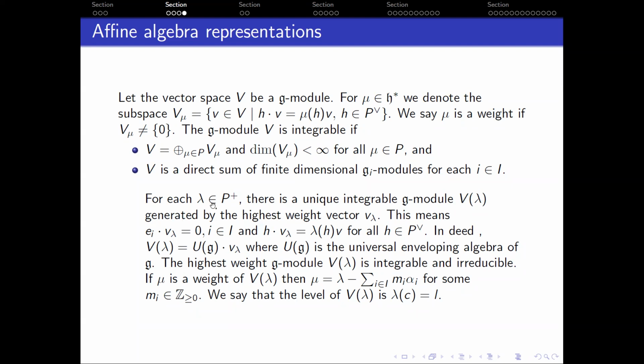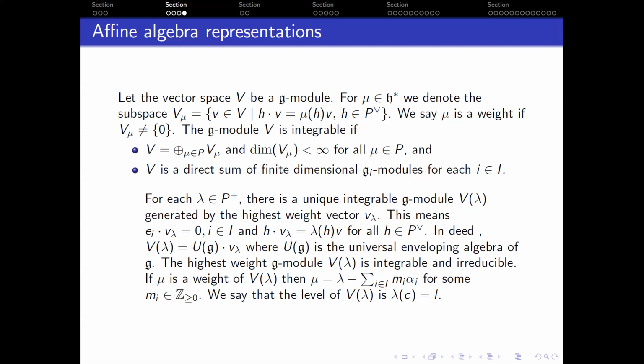Now, for any dominant weight lambda, there is a unique integrable G module V lambda generated by the vector v lambda, that's the highest weight vector with highest weight lambda, as I already said. And indeed, V lambda can be expressed as U(G) dot v lambda, where U(G) denotes the universal enveloping algebra of G. Every Lie algebra has a universal enveloping algebra.